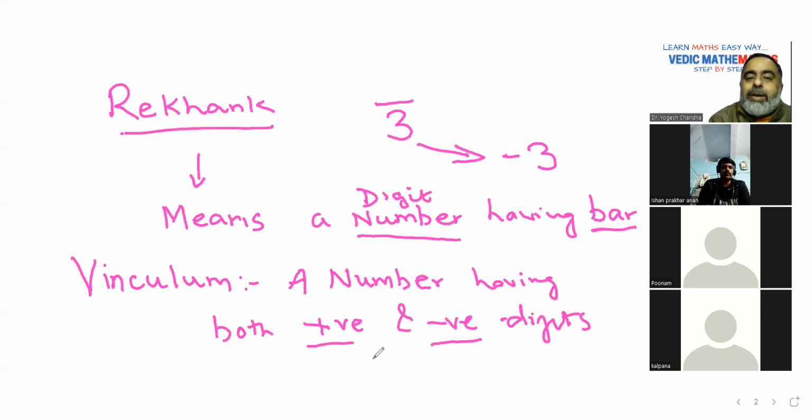Yes, a number having both positive and negative digits is known as vinculum. And a negative digit, you can call it rekhank also. This is what we learn.